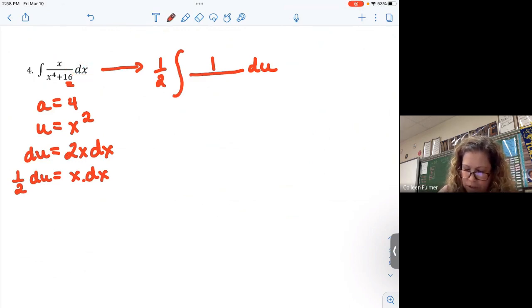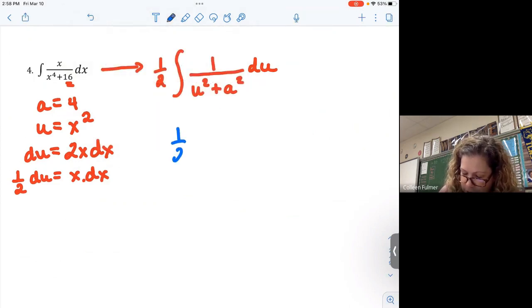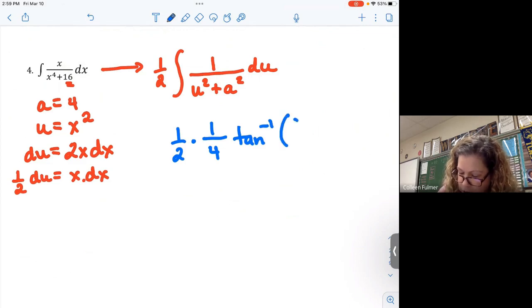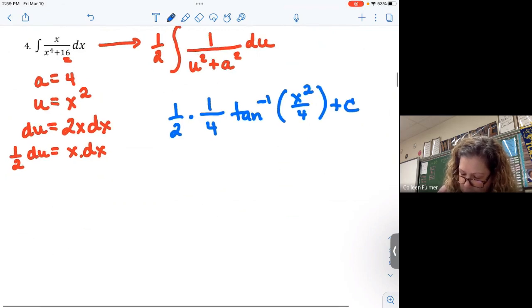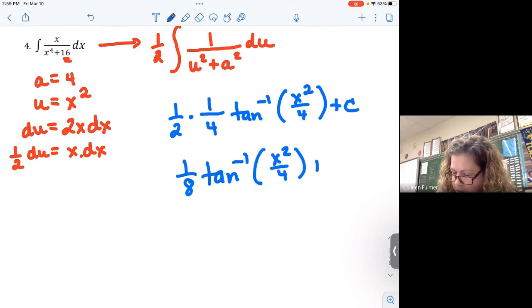And then my x to the 4th plus 16 is my u squared plus a squared. I know that's in the wrong order. It's a squared plus u squared. But because it's addition, I can reverse the order. It's not going to change my problem. So my final answer here is going to be 1/2 times 1 over a. A is 4. Inverse tangent of u over a, so x squared over 4 plus c. And then I'm just going to clean it up. 1/8 inverse tangent of x squared over 4. You can write that as 1/4 x squared if you want, plus c.